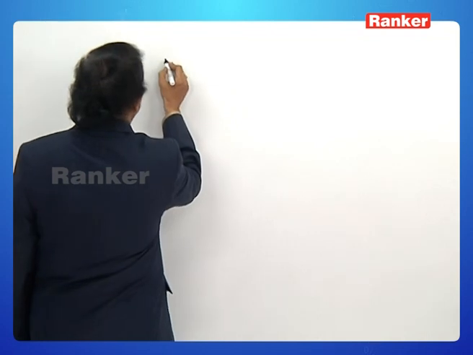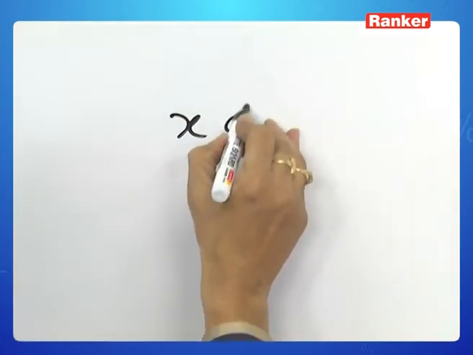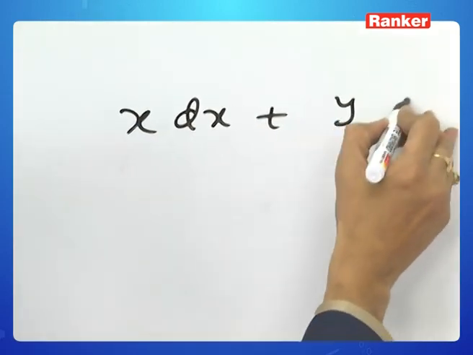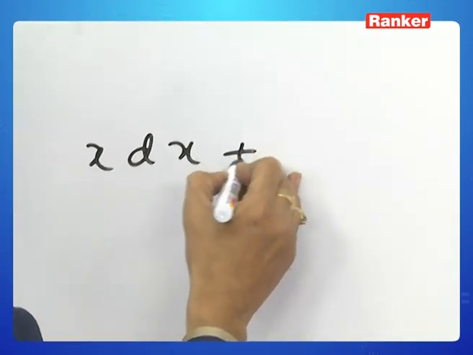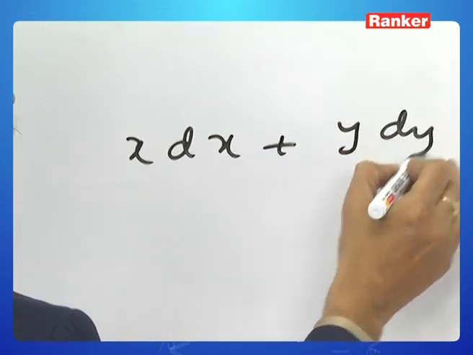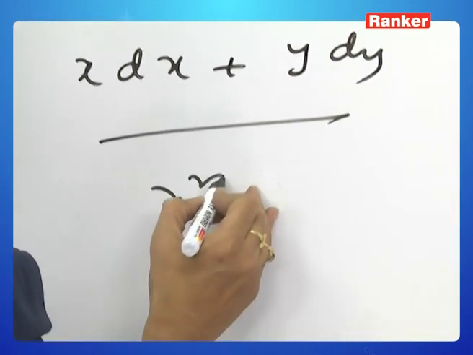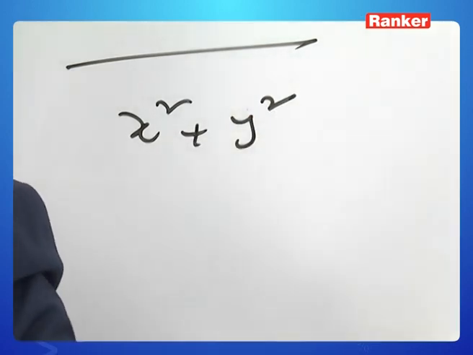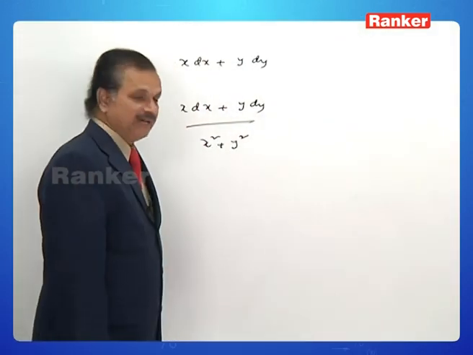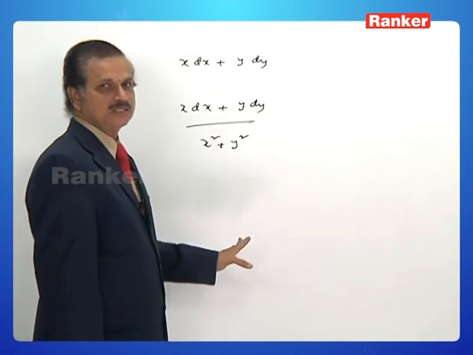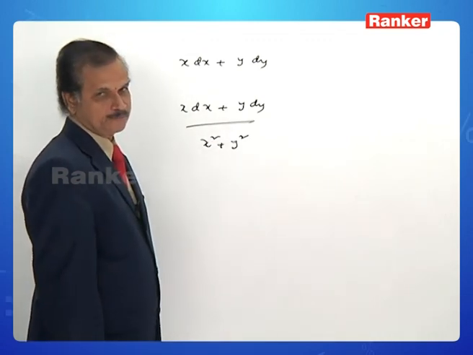We shall now gather the similarities among all these differentials. Look here. x dx plus y dy. (x dx plus y dy) by (x square plus y square). With x dx plus y dy, these are the only things we could have come across.